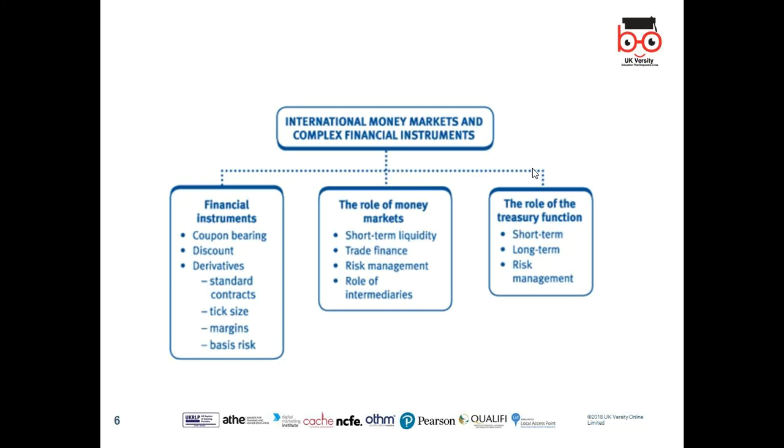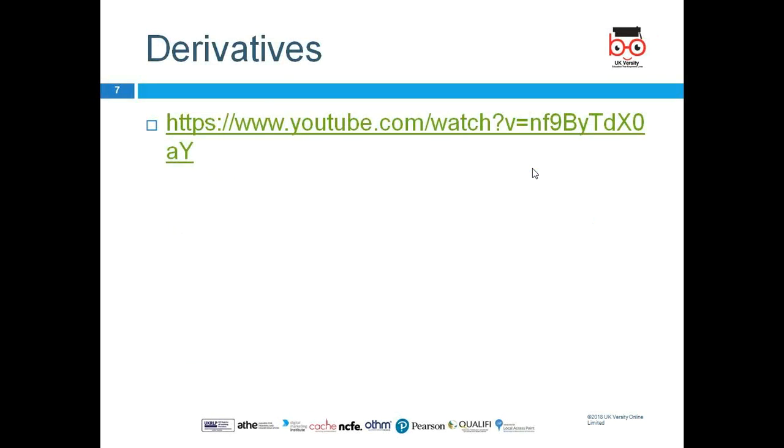Coupon bearing, discount, derivatives as a standard contract, tick size, margin and basis risk. Short-term liquidity: what effect will there be on short-term liquidity? What is meant by liquid? Liquidity is basically to do with your assets minus your liabilities. Liquid means near to cash, easy to convert into cash. Trade finance and risk management we will discuss as well, linking them to the short term and long term.